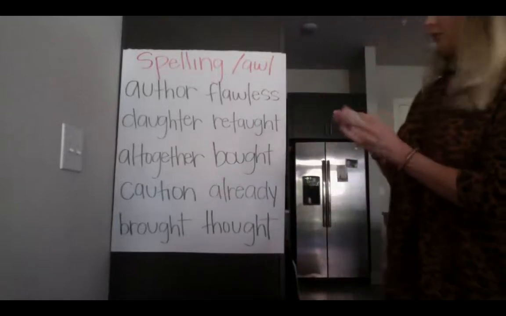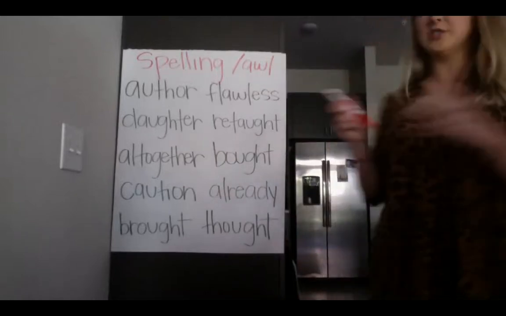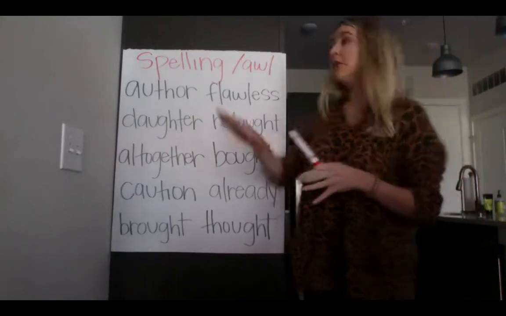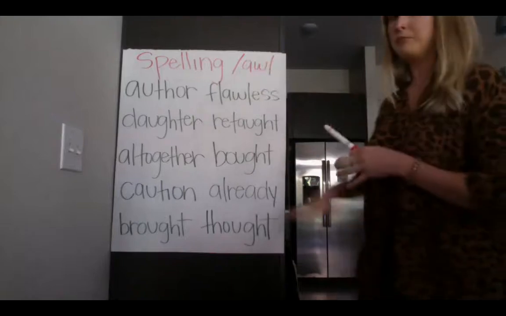All right, looking at our first word, what we're going to do, just like we do in class, we're going to read the word. We're going to talk a little bit about the word. We're going to identify that aw sound. We're going to circle it.